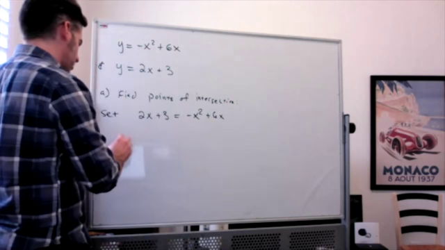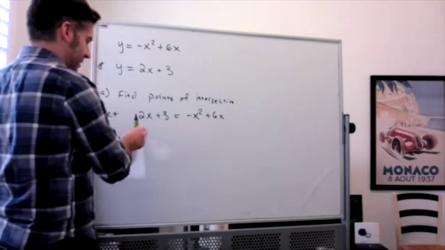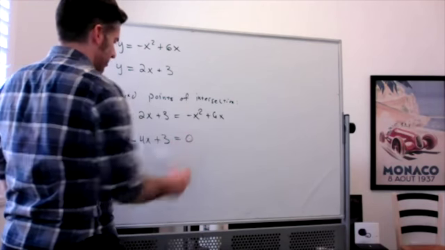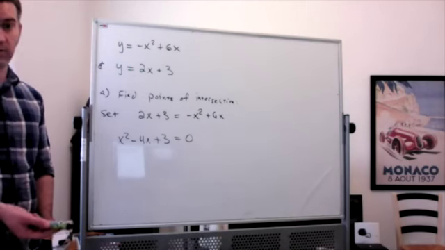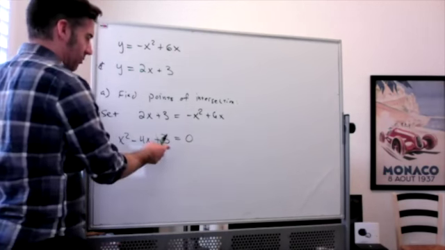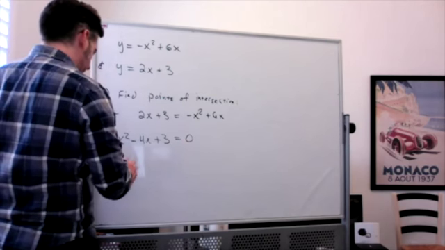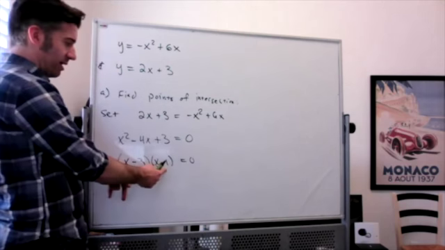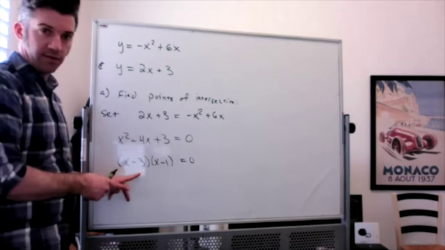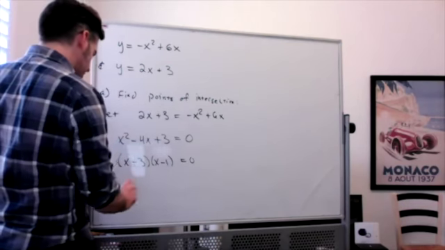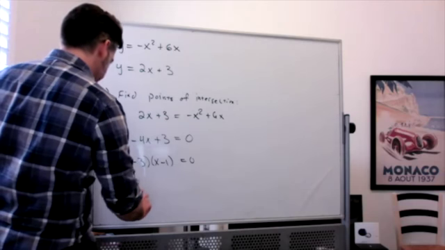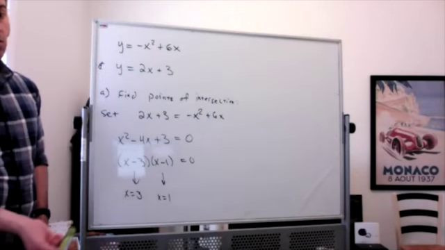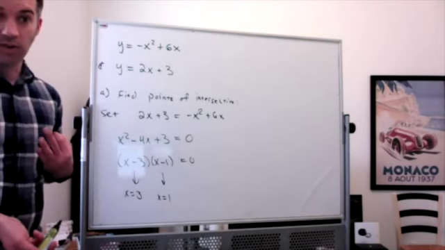I'm going to add x squared. I'm going to subtract 6x. 2x minus 6x is minus 4x. And then hopefully I can factor. I need numbers that multiply to 3 and add up to negative 4, so x minus 3 times x minus 1. Right? Negative 1 and negative 3 multiply to 3 and add to negative 4. And then the solutions are x equal to 3 and x equal to 1. So that's not quite the whole solution, but that's most of it.